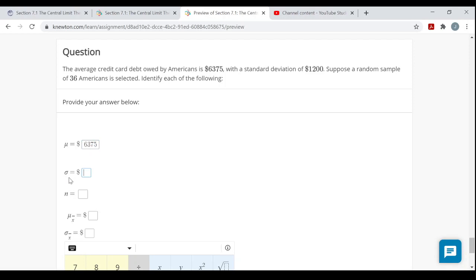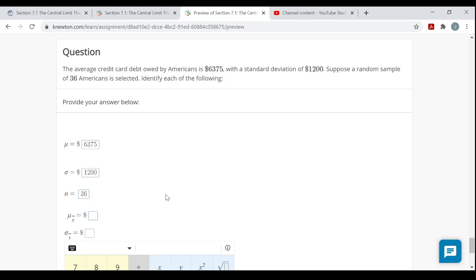This sigma with no subscript is the standard deviation of the debt for just one American, the average American. They said that was $1,200. Now I'm pulling a sample of Americans. What's the sample size? They said suppose a random sample of 36 Americans, so N is 36.